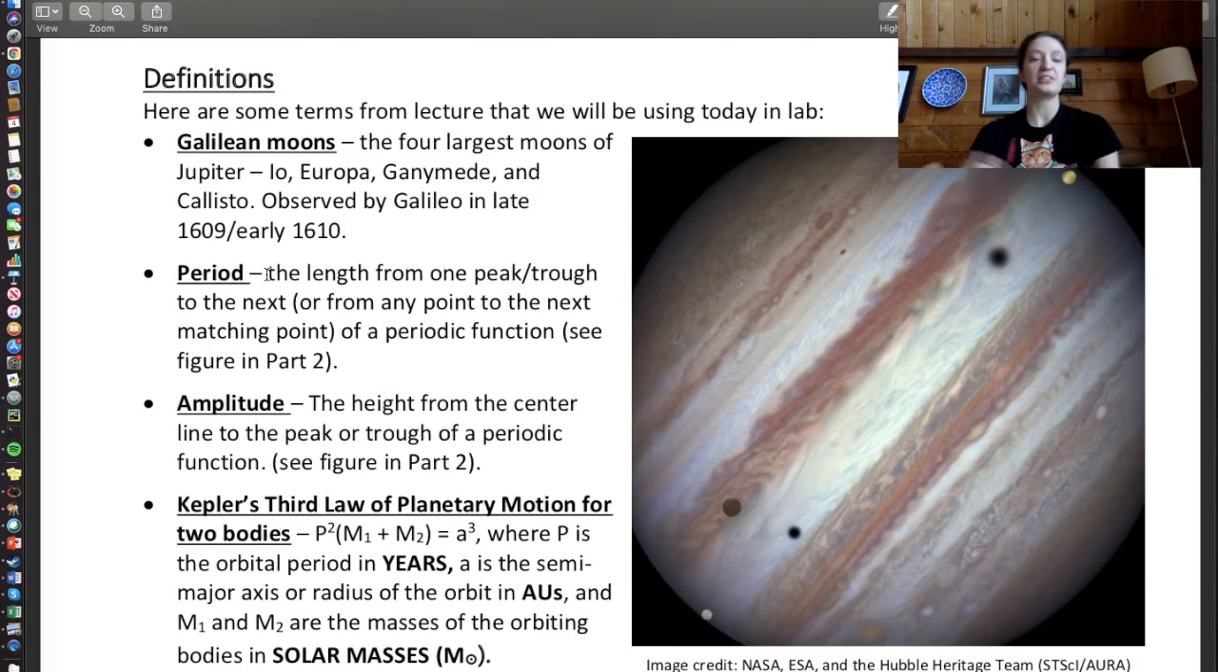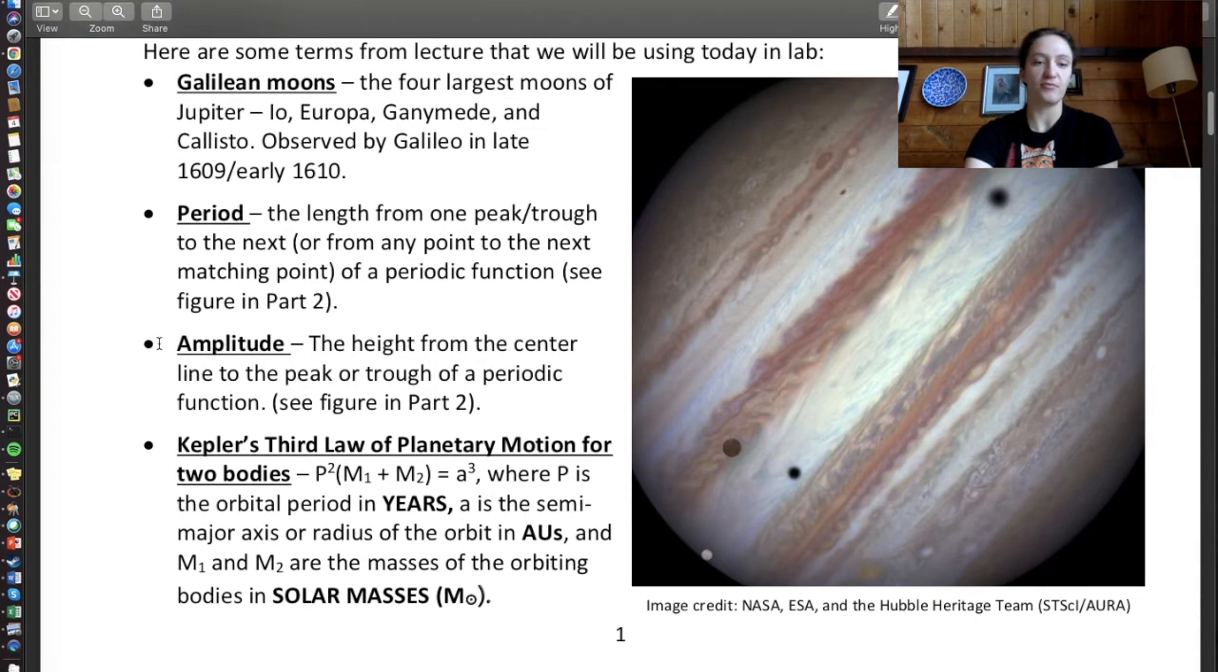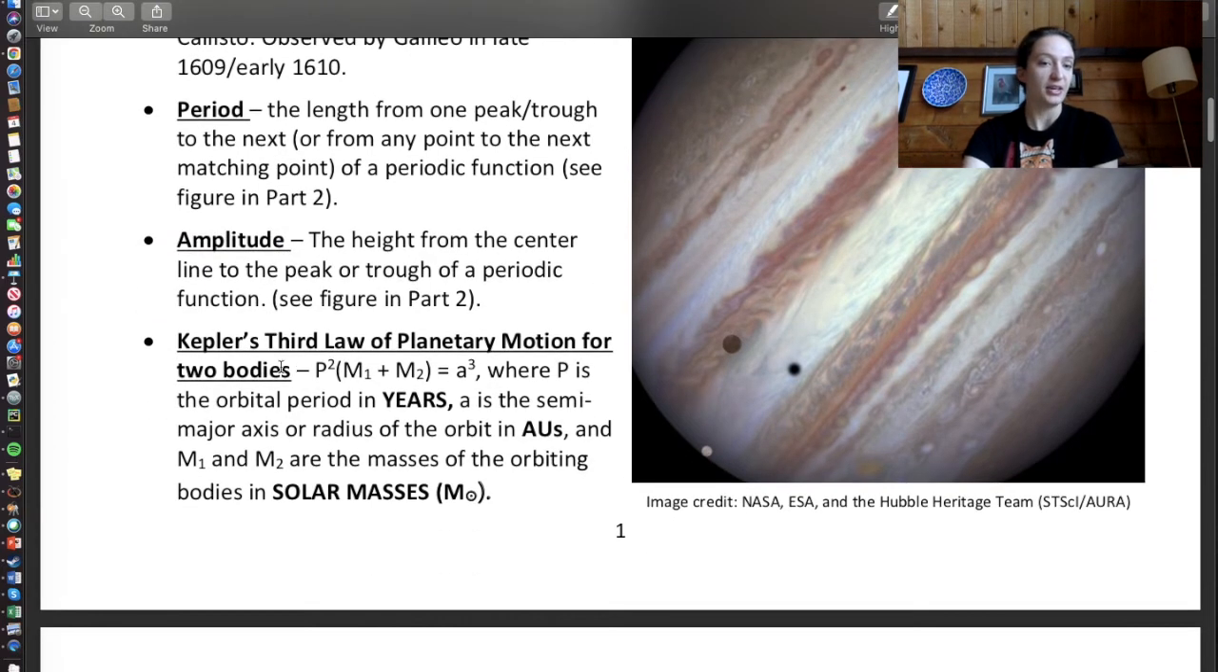Period, it's basically like the Earth orbits around the sun, and 1 period is 1 orbit, and it takes the Earth 365 days. For the moon orbiting around the Earth, 1 orbit is 1 period, and it takes about 30 days. And then graphically, it's the length from one peak or trough to the next. And I'll go over what that looks like. So then amplitude, again, it has to do with the orbital graph, and I'll show you what it looks like. And then Kepler's third law of planetary motion, it's just re-explaining that.